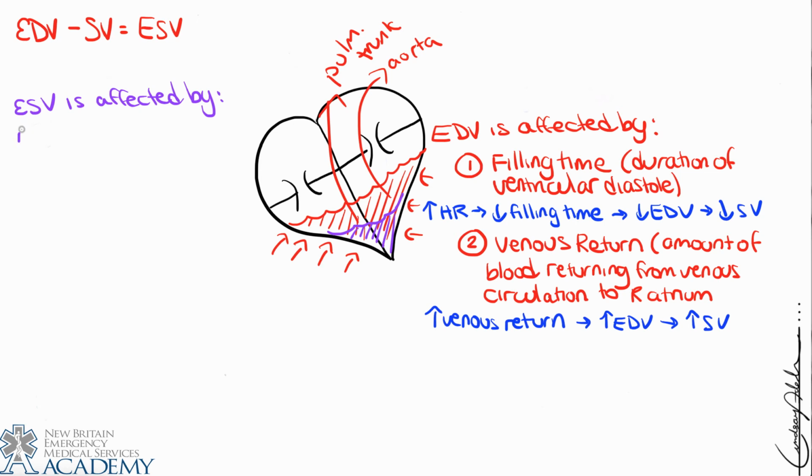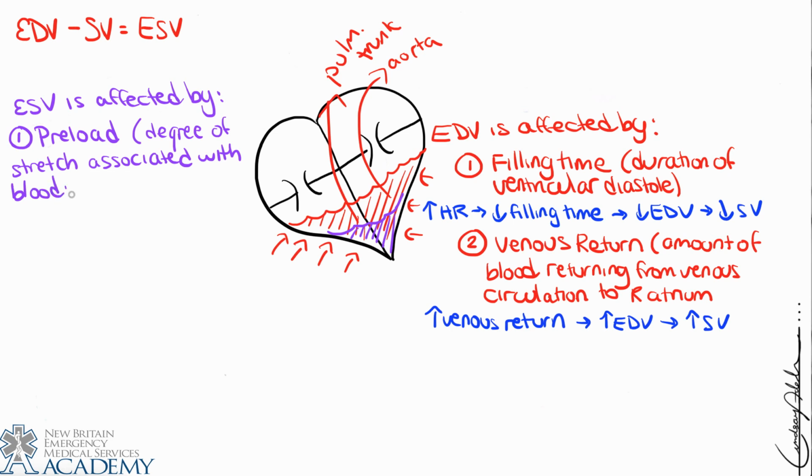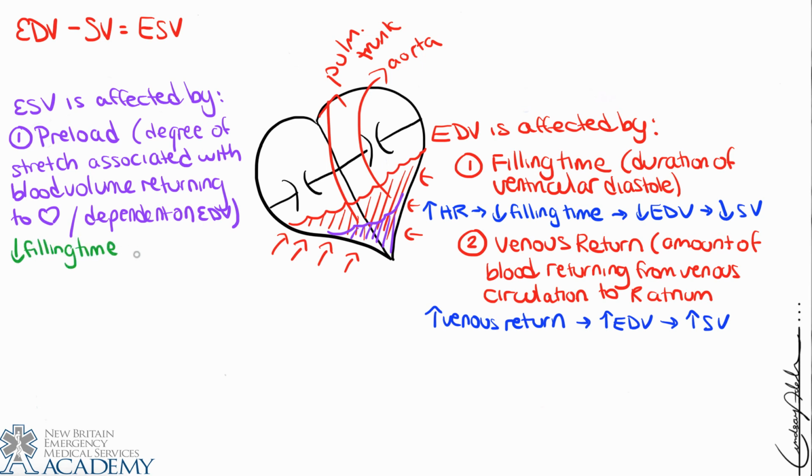Number one is preload. Preload refers to the degree of stretch of the cells of the heart as a result of the amount of blood that returns to the heart from venous circulation. In a way, this is also dependent upon the end diastolic volume. For example, before we said that if we increase the heart rate, we would decrease the filling time, which decreases the end diastolic volume, which decreases the stroke volume. So decreases in stroke volume is going to reduce venous return, which in turn is going to reduce preload.